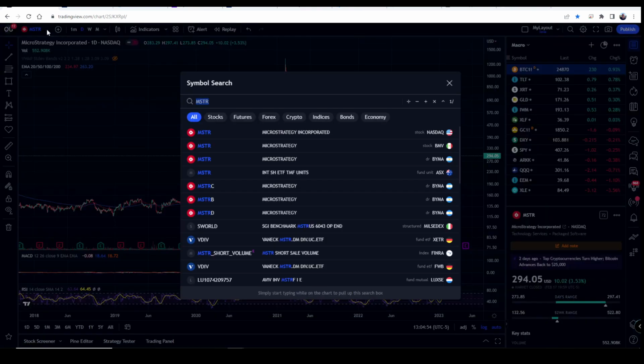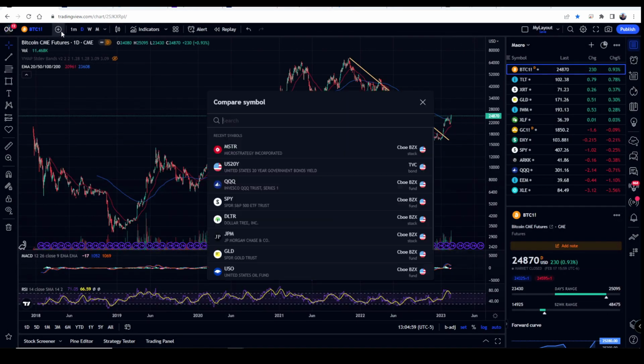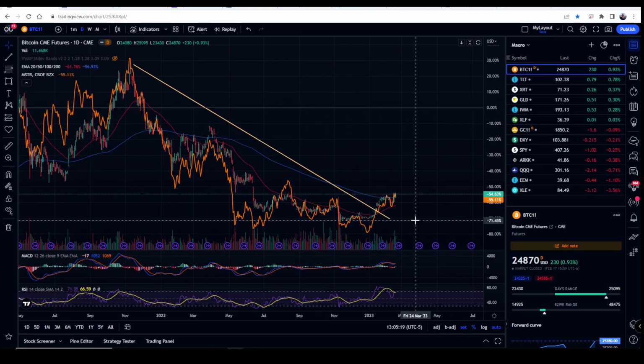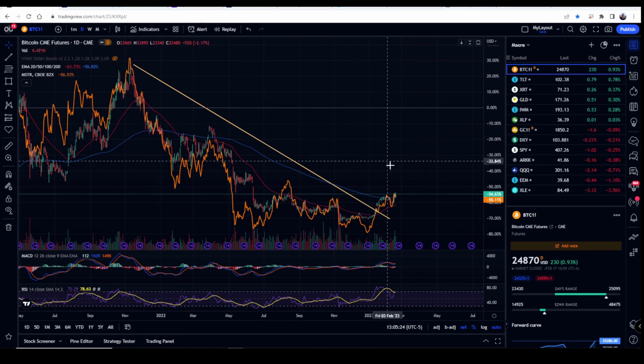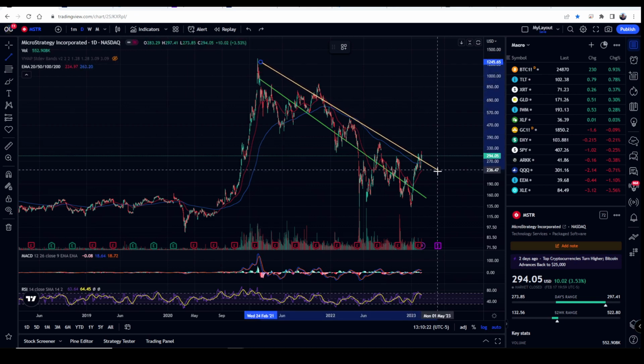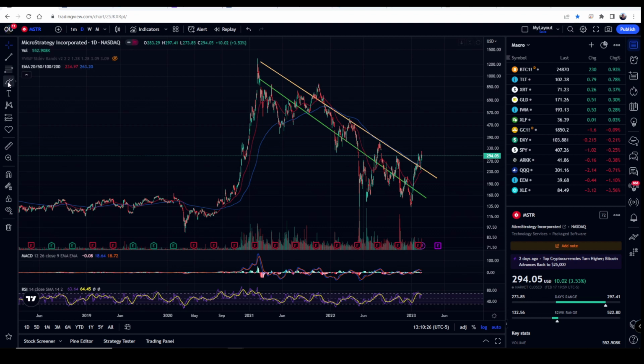And if we take the Bitcoin graph and we compare it to MicroStrategy, you see that Bitcoin and MicroStrategy are highly correlated. This allows us to do some option trading with MicroStrategy. We've got a higher trend in here that kind of broke out. So you can try to give yourself a picture of where you think the stock can trade up into this area, or down here to back test this area.